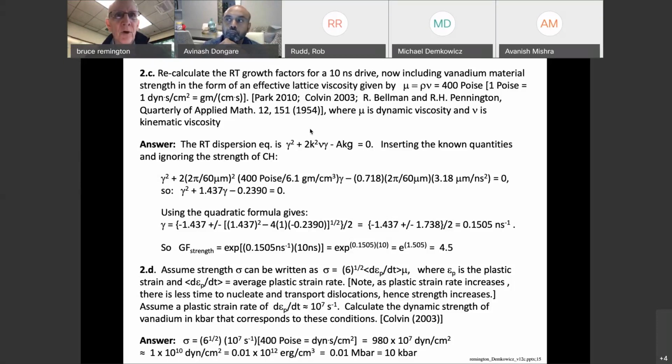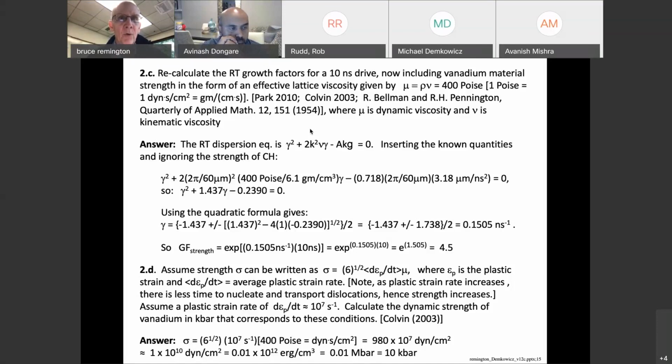This time nu is 400 poise, and so we recalculate this. I'm sorry, nu is 400 poise divided by the density. I'm ignoring the density of plastic, its strength. I'm assuming its strength is small compared to the metal foil, so I'm dealing with just the vanadium. And so you can see, inserting the terms in the equation, gamma squared equals 2 times the wave number, 2 pi over 60 microns, quantity squared, times nu, which is the dynamic viscosity, mu, divided by the density.